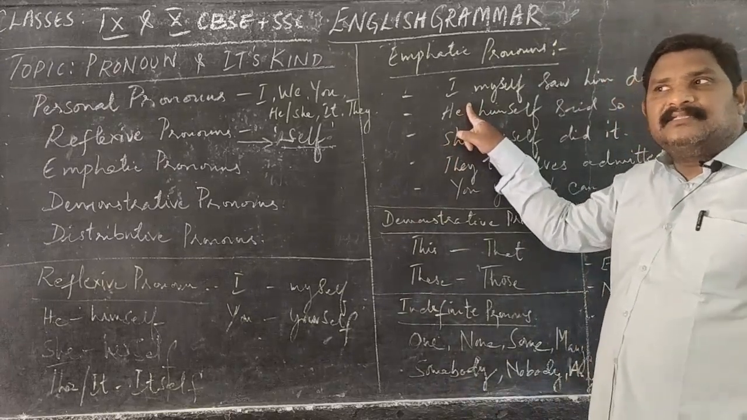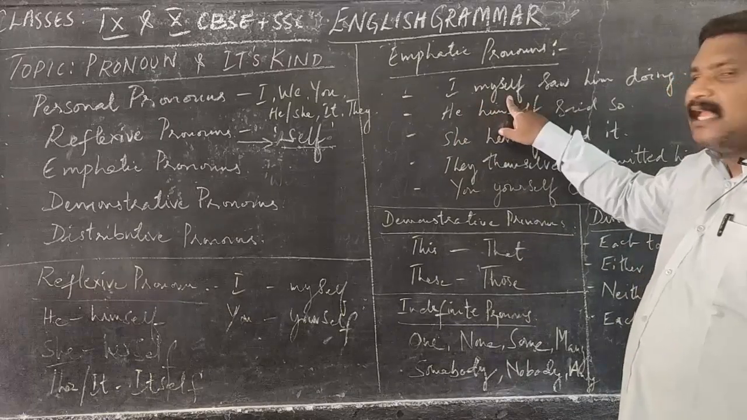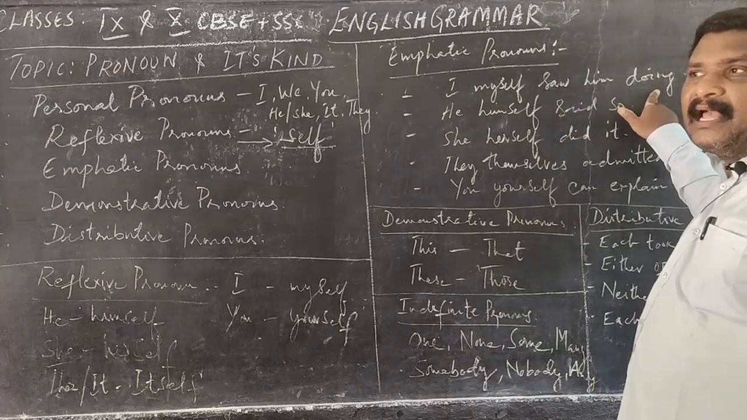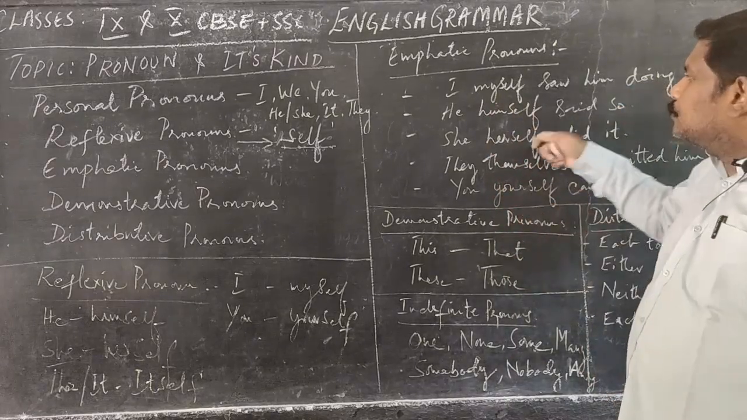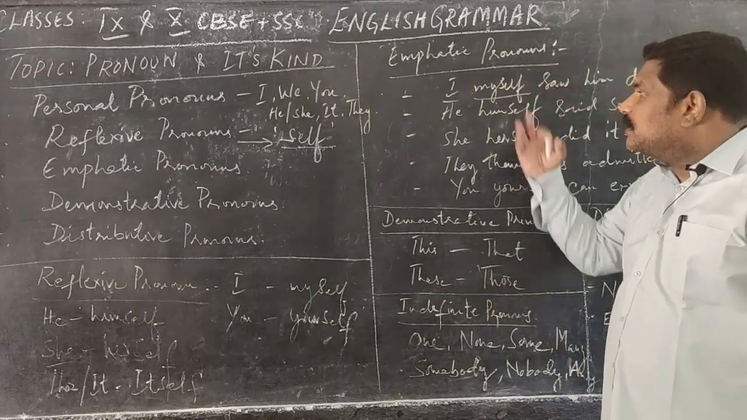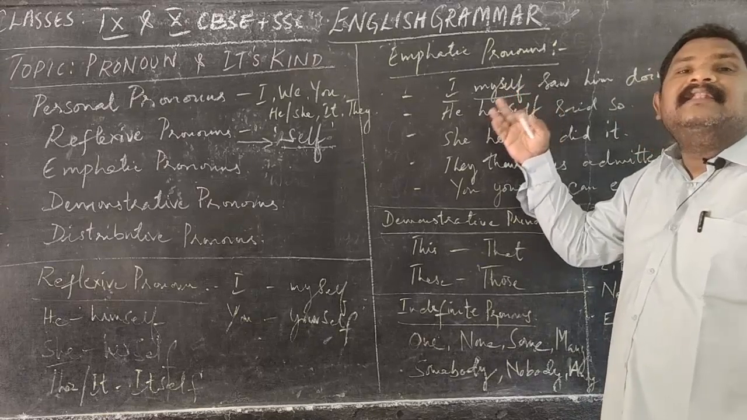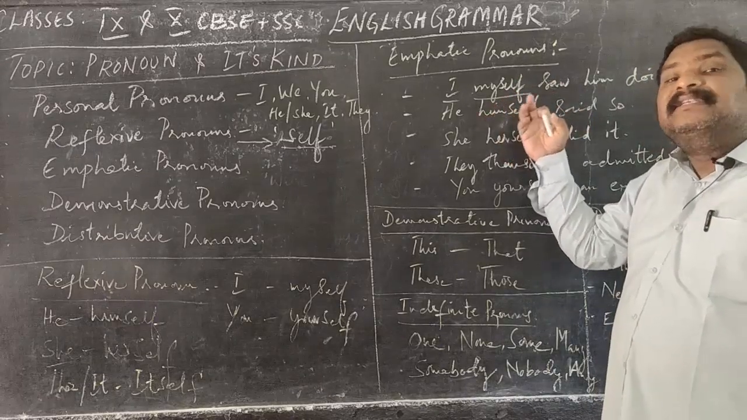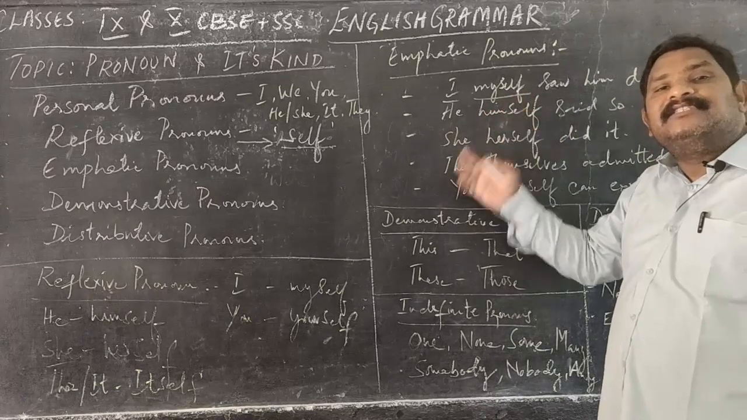I have taken a few examples and written them on the board. Please look at the board, dear students. Now, I myself: I myself saw him doing the work. So, I myself is an emphatic pronoun. In a sentence, beside a personal pronoun, if reflexive pronouns fall, then they fall under the category of emphatic pronouns.